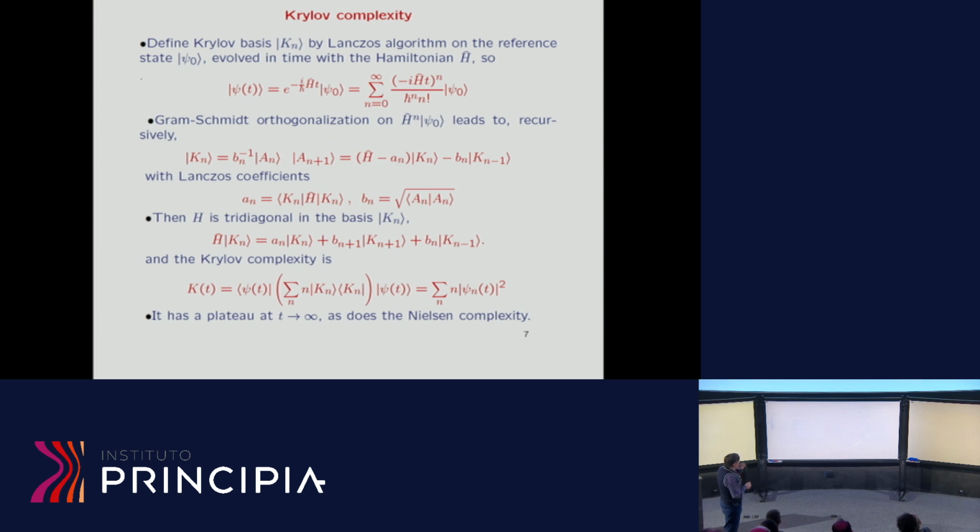And then finally, in this basis, one constructs the Krylov complexity in this way. It is the sum over n of n times the probability of the time-evolving state to be in the basis K_n. And this is conjectured to have, at least in the chaotic case, a plateau at large times, just as the other notions of complexity are also assumed to have.